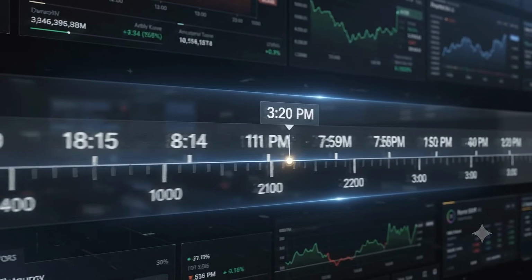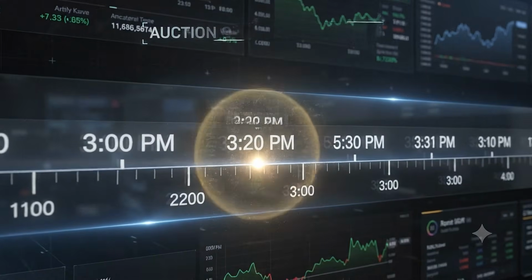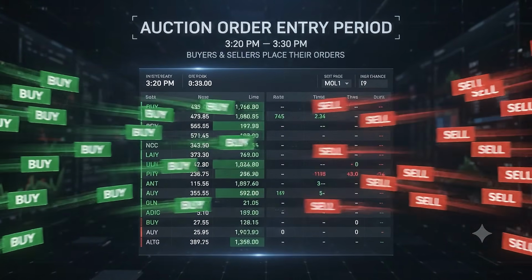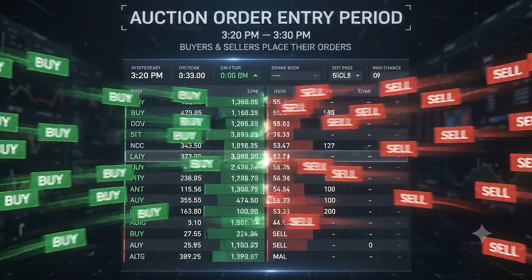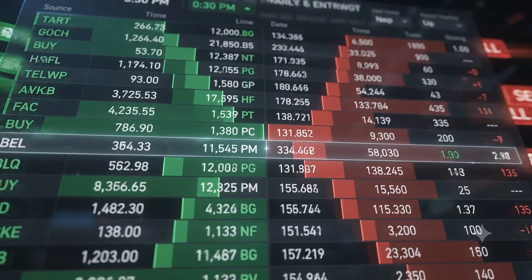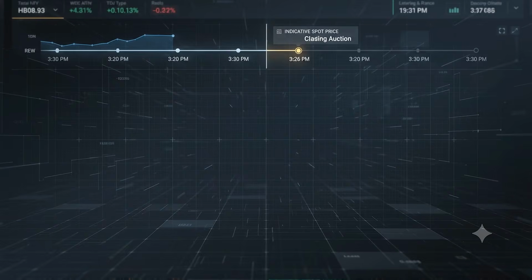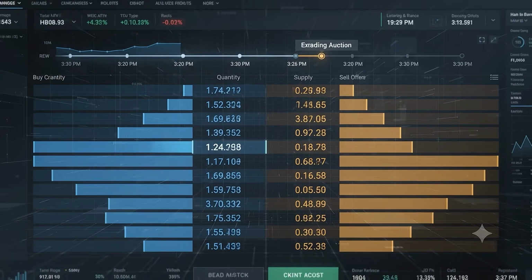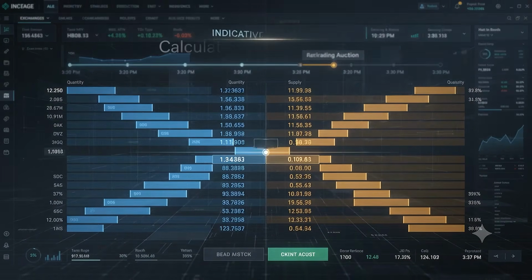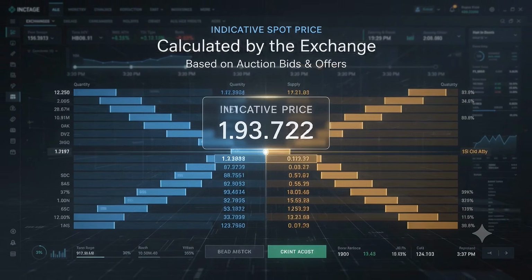Now what happens in the auction process? Alright, from 3:20 to 3:30, bids and offers, so buyers and sellers, come together and place their orders. I want to buy Reliance at 1000 rupees, I want to sell Reliance at 900 rupees, and so on and so forth. There is a 3% band within which you can put a price to buy or sell. Based on these bids and offers, an indicative spot price is calculated by the exchange, both NSE and BSE. These prices are displayed on their website, and soon you'll be able to see them on our website, AlgoTest, as well.